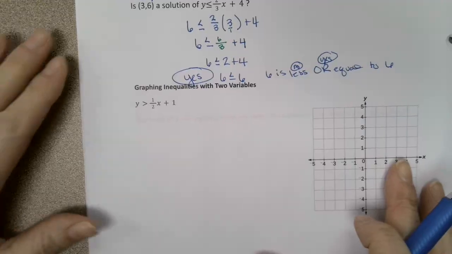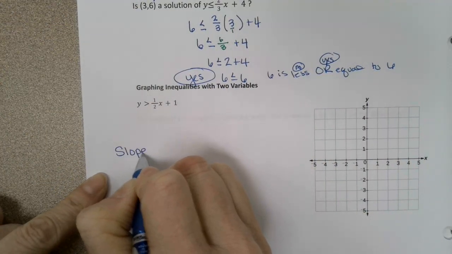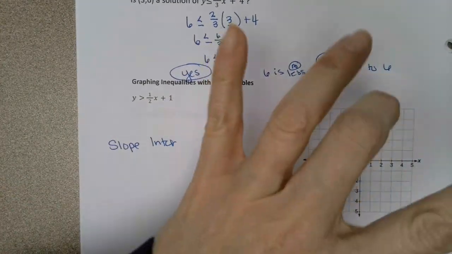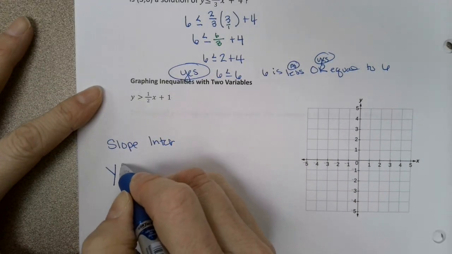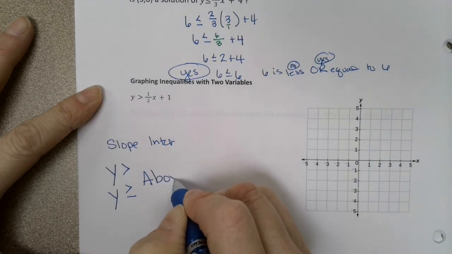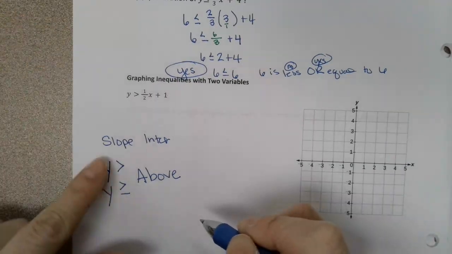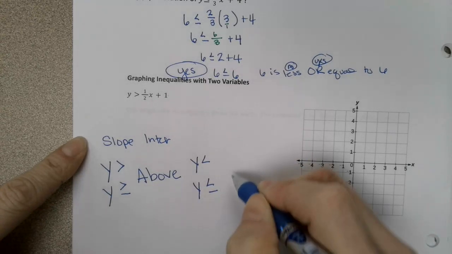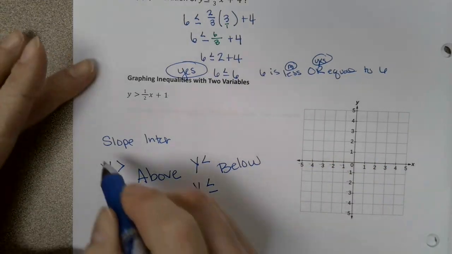A couple of things that you're going to want to keep in mind when you are graphing slope-intercept. When you are graphing slope-intercept, it's really easy to tell which way to shade because you just look and see if y is greater or y is greater than or equal to, you shade above the line or the higher part of y. If you have y is less or y is less than or equal to, you shade below the line or the lower portion of y.